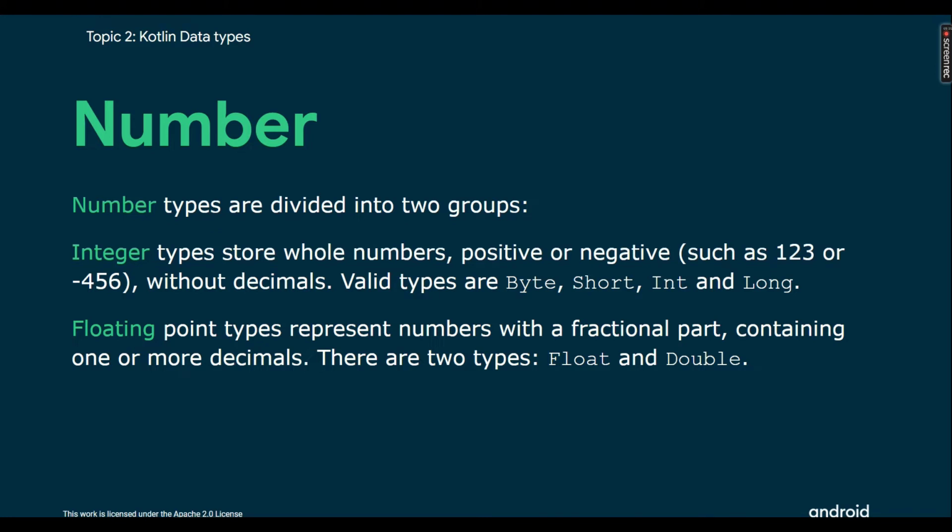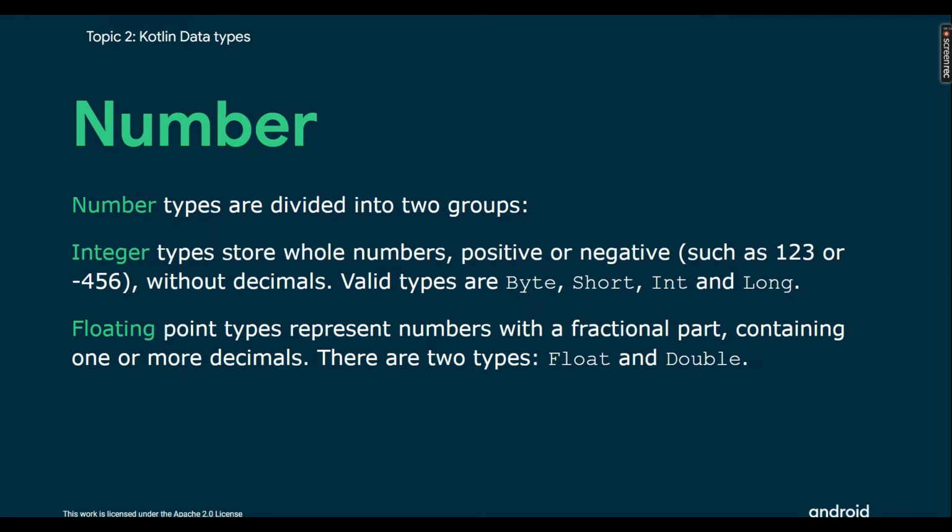The integer type stores whole numbers, positive or negative, such as 123 or minus 456, without decimals. Valid types are byte, short, int, and long. This means integer is also divided into four parts: the first one is byte, then short, then int, and then long. The second part of numbers is floating point numbers. Floating point types represent numbers with a fractional part containing one or more decimals. There are two types, float and double.